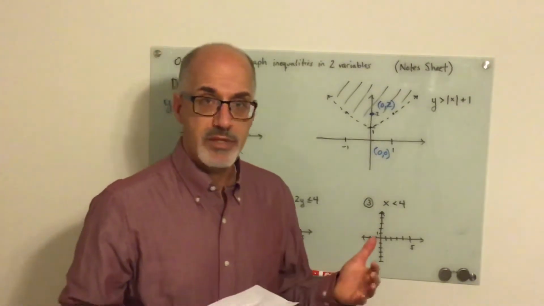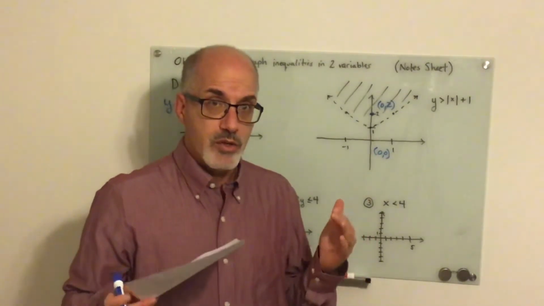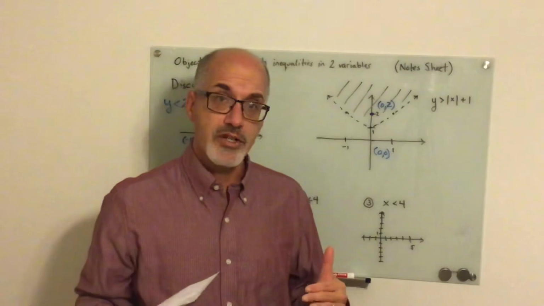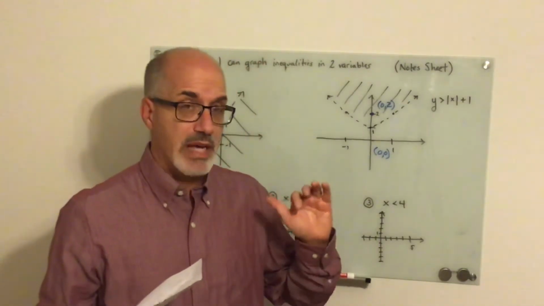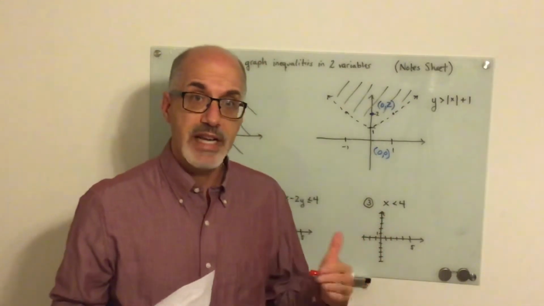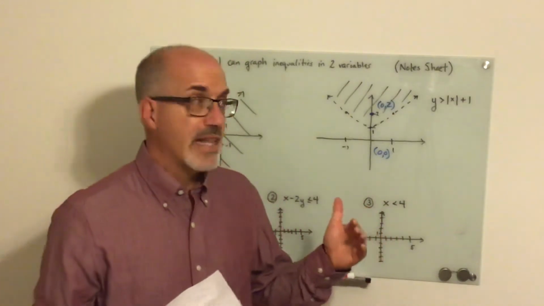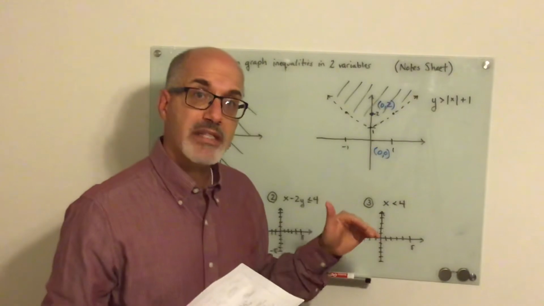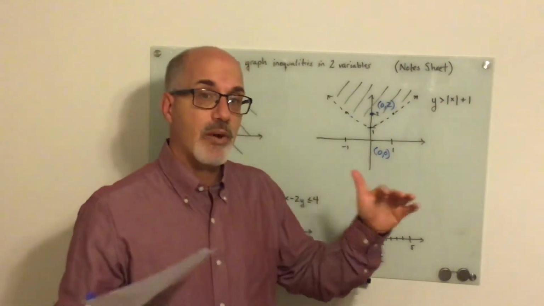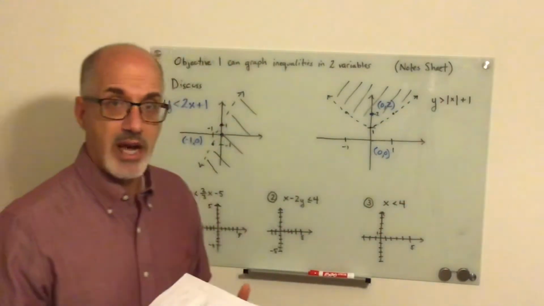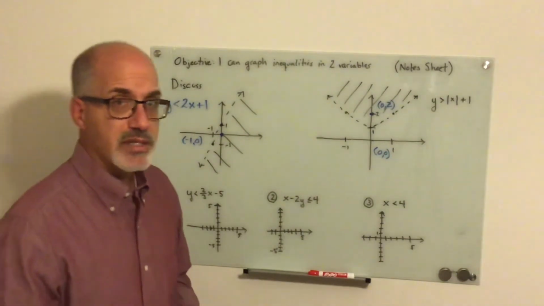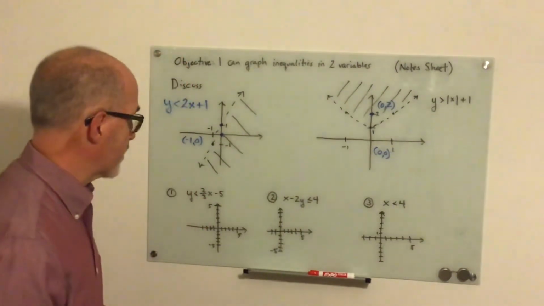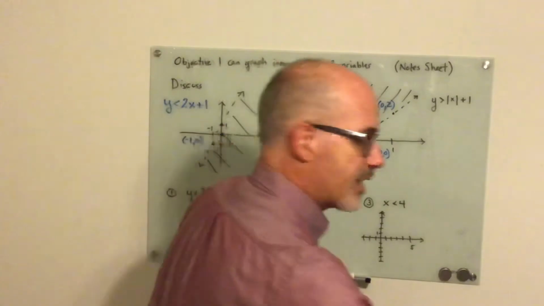Any point you pick in this region up here will make it a true statement, so that's why we shade there. So in summary, we're going to draw the function graph first, dotted if it's without the or equal to, solid if it has the or equal to, and then we're going to decide which side of the graph to shade based on whether the points in that region make it a true statement or not. And all we usually have to do is test one point out of those regions. So let me give you some steps for this.